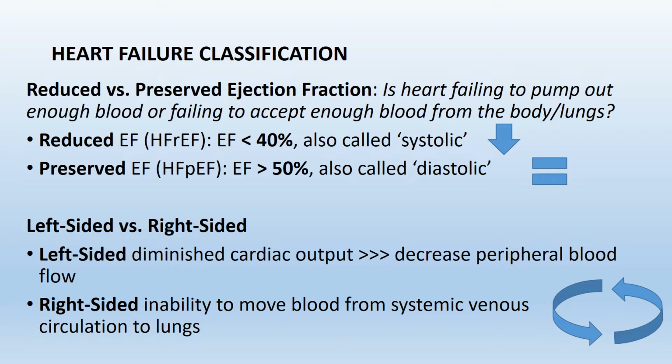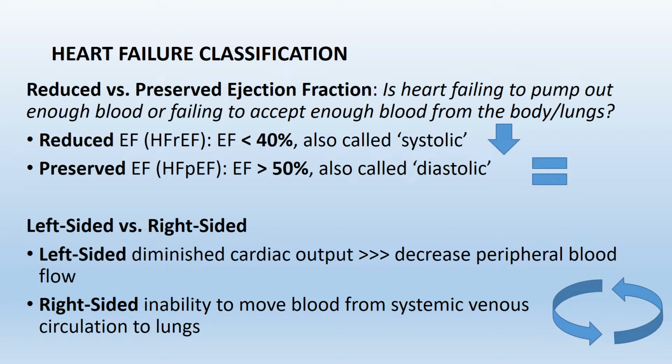Now, let's remind ourselves what ejection fraction is. Ejection fraction is the fraction of blood ejected from the ventricle with each heartbeat. And it's the stroke volume divided by the end diastolic volume. Normal is 55 to 70%. So in heart failure, patients can have a reduced ejection fraction or a preserved ejection fraction.